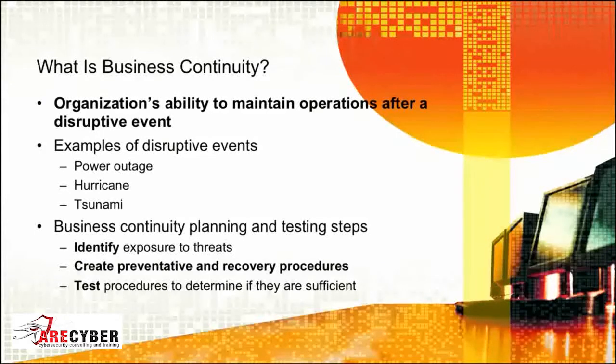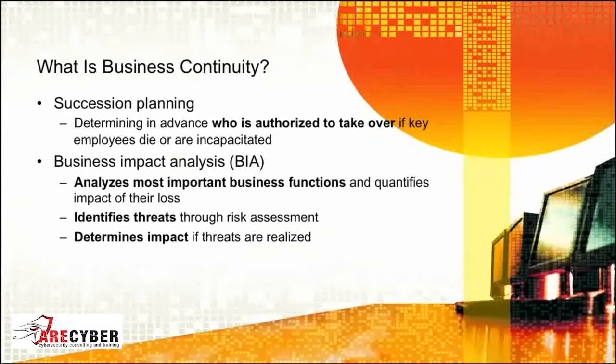It's the organization's ability to maintain operations after a disruptive event, like a power outage or a hurricane or tsunami. Business continuity planning and testing steps include identifying the exposures to threat, creating preventative and recovery procedures, and testing those procedures to determine if they are sufficient to protect the organization's assets. It's also important to develop a succession plan. It's simply who is going to be in charge and take over if key leaders are missing or incapacitated.